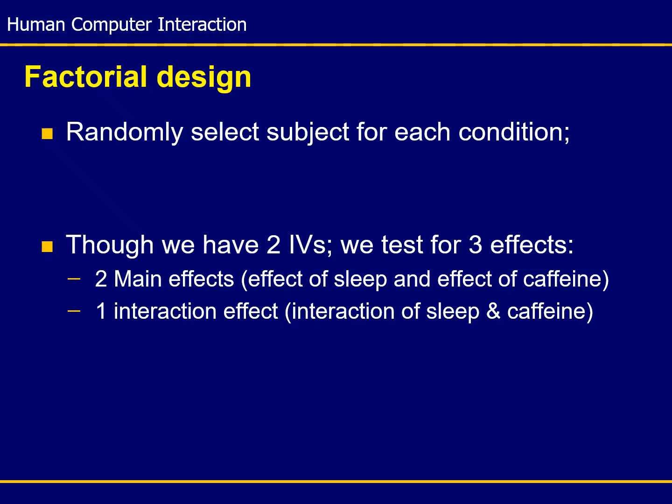Now, the factorial design: I will randomly select a participant or subject for each condition. The nice thing about factorial design is that it will not just test if the two independent variables, which are caffeine and the number of hours of sleep, have an impact on the reaction time in the game. It will also test the interactions, which is the interaction of sleep and caffeine. So let's see how that is done.